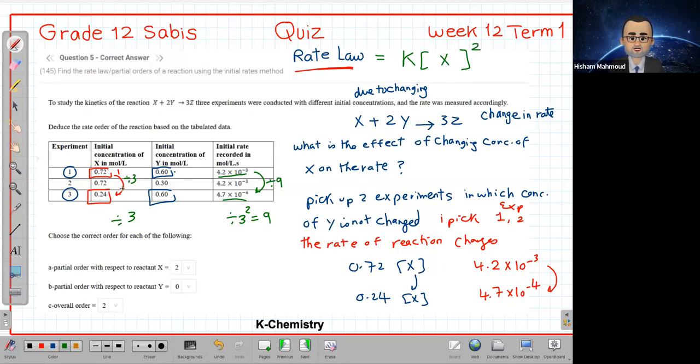And when you fix y, how do you fix y? You look in two experiments in which x is fixed. That's 1 and 2. I don't see any change in x here, 1 and 2, but I see that y has changed. So in experiments 1 and 2, x is fixed and y is changed. But did you notice anything? When you changed y from 0.16 to 0.30, the rate of the reaction didn't change.